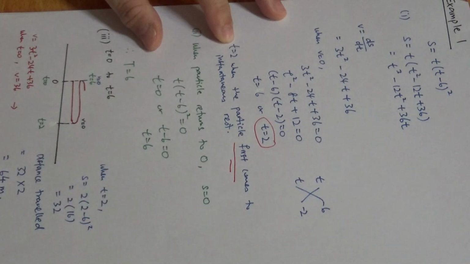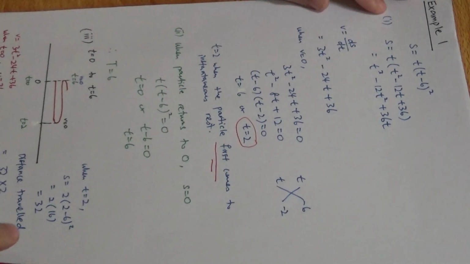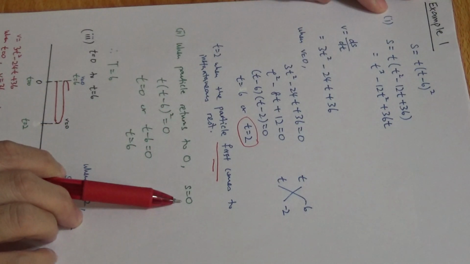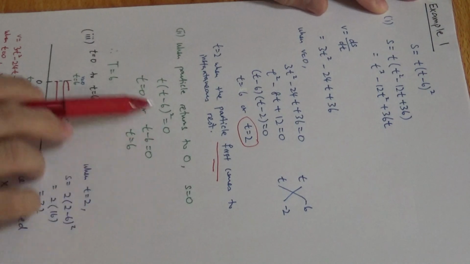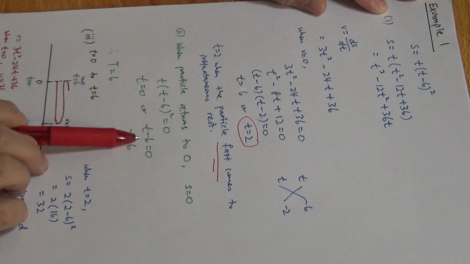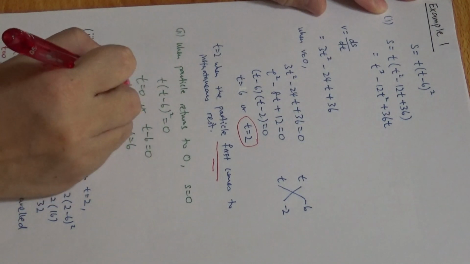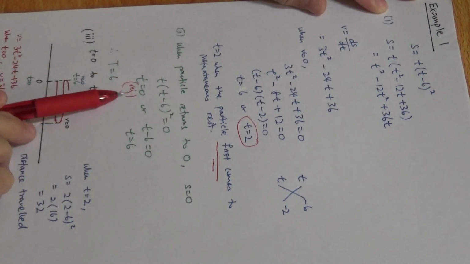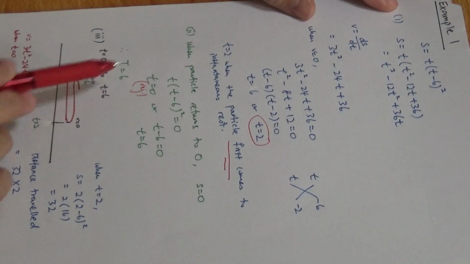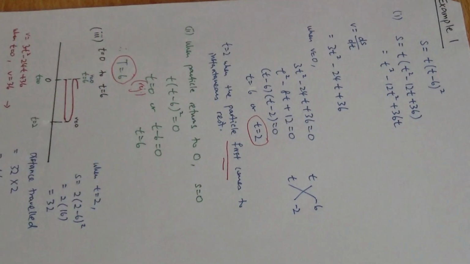Okay, now part 2, it says that the particle returns to O when t is equal to capital T. Find the value of capital T. Now when the particle returns to O, that means the displacement is 0 because it moves back to the original position. So I will equate the displacement to 0. I will get t equals 0 or t equals 6. Now t equals 0 is rejected because this will be the initial part whereby it starts moving. So the capital T will actually be equal to 6. So this will be the answer to my part 2.